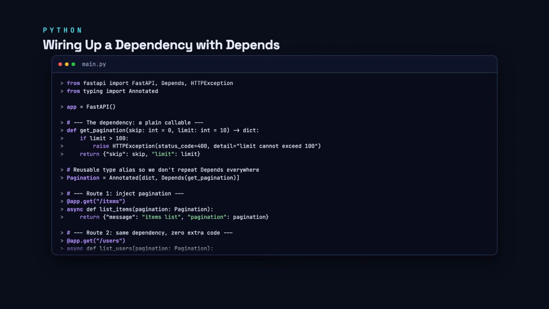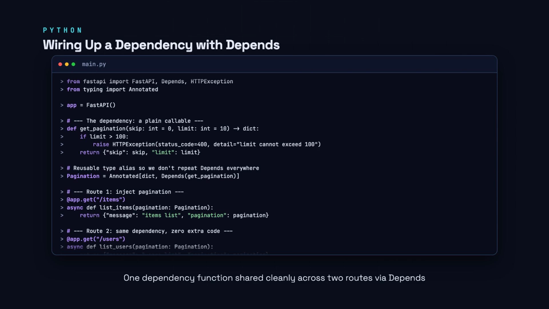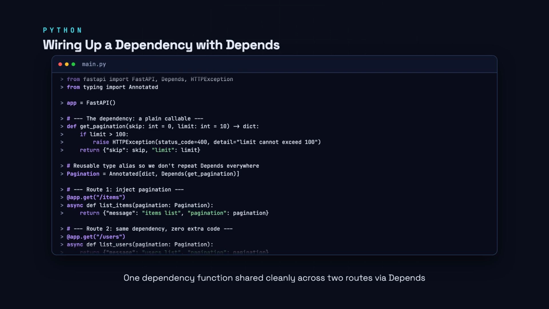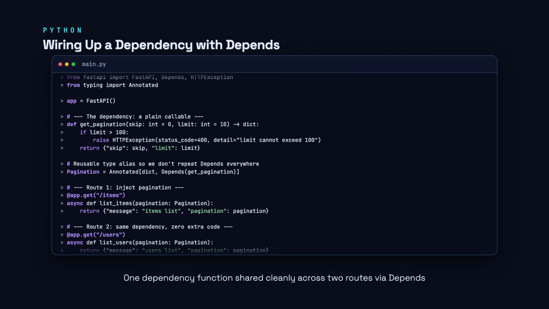Let us walk through this top to bottom. We define get_pagination as a regular function that declares skip and limit as query parameters. FastAPI reads those from the request URL, just like it would in a route. If limit is too large, we raise an HTTP exception, otherwise we return a dict. Next, we create a type alias called Pagination using Annotated, pairing the dict type with Depends of get_pagination. This is the clean modern way to attach a dependency.